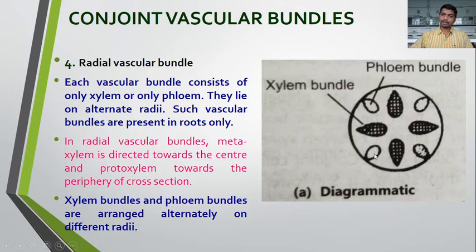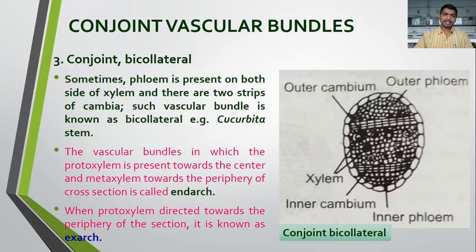After xylem, phloem, after phloem, xylem, again phloem, then xylem, phloem, xylem. So they are present on alternate radii. Such vascular bundles, present in the roots only, are known as radial vascular bundles. In radial vascular bundles, metaxylem is directed towards the center and protoxylem towards the periphery of the cross section. So this we saw in the previous type also.